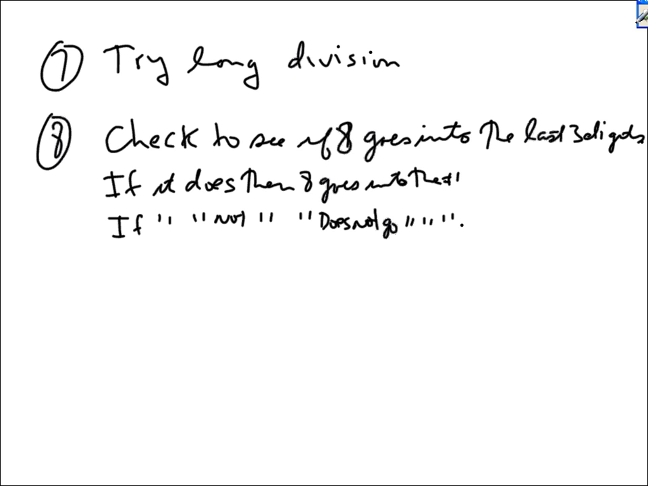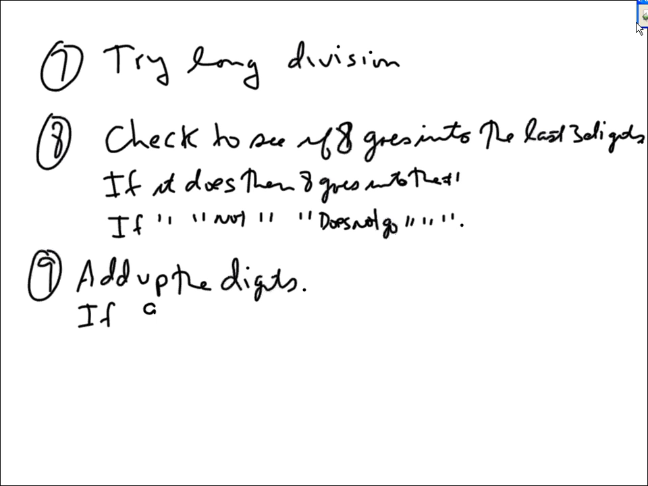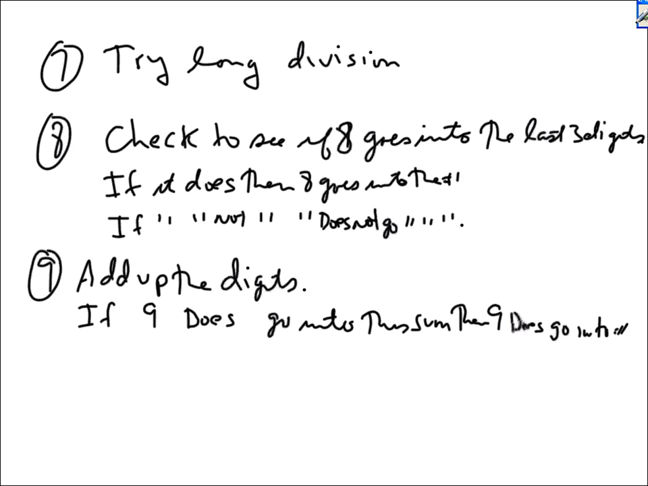Nine. Very similar to 3. Add up the digits. If 9 does go into this sum, then 9 does go into the number. If 9 does not go into this sum, then 9 does not go into the number.